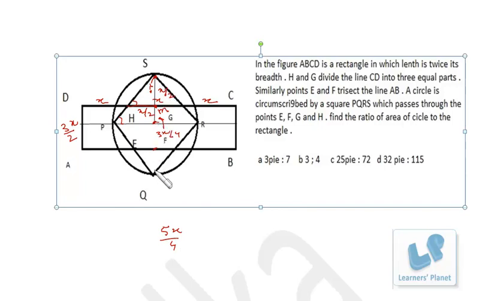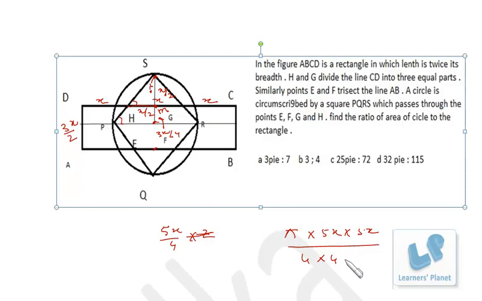That means the total length of the diagonal will be 2 times this, right? This is the diameter of the circle. So the radius of the circle will be this only, 5x by 4. Now we have to find out the area of circle and rectangle. So the radius of the circle we have got. So area will be pi into 5x into 5x by 4, pi r square.